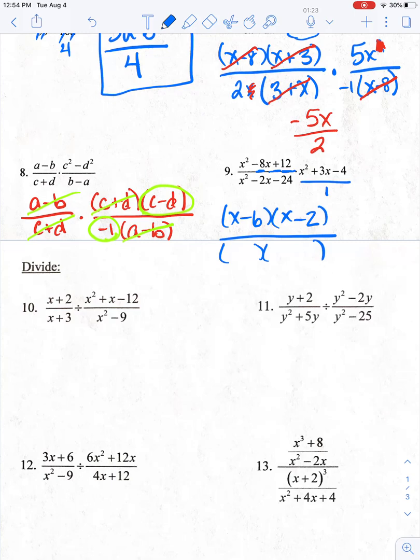And then on the bottom, I need the factors of 24 that subtract to give me a 2. That's going to be 4 and 6. I want a -2, so I want a -6 and a positive 4. And then for the top, I need the factors of 4 that subtract to give me 3. That's going to be 4 and 1. I want a positive 3. And then that's over 1.